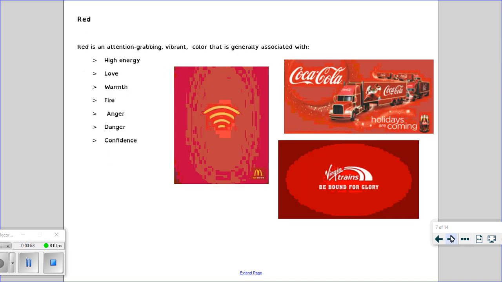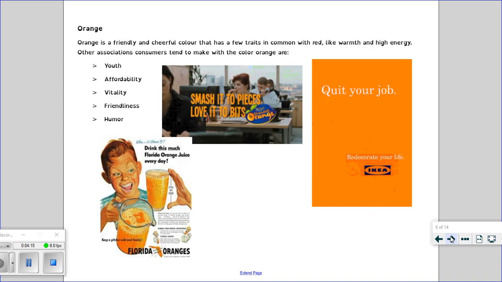Okay, let's look at red. Now red is very attention grabbing, it's very vibrant, and it's associated with high energy and warmth, confidence. So again, there might be some elements that you would like to include in your advert. You know, high energy is kind of key in the circus, I imagine.